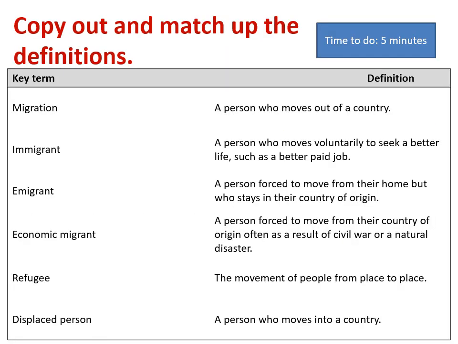So here are some key terms for you, 6 in fact. Could you copy them out with the correct definition? So, for example, if you thought migration was a person who moves out of a country, it is not. But if you thought it was, you would write something along the lines of migration is when a person moves out of a country. Or you could put migration, a little dash, and then a person who moves out of the country, copied straight from there. Anyway, over to you. 5 minutes at most to do that. Pause the video now.